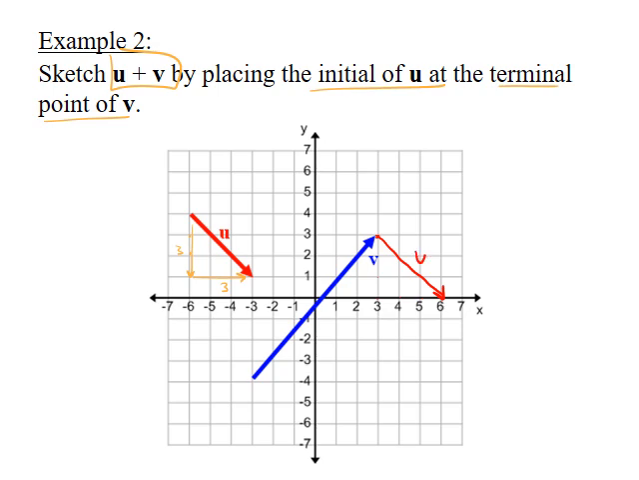So this is U. Now, if I want to find this sum, I'm going to think of this as tip to tail. The tip in this case is here, and the tail is here. So this here will represent the sum of these two vectors.